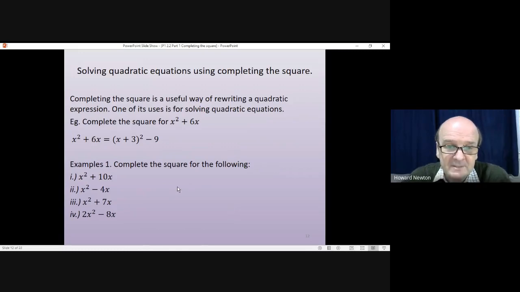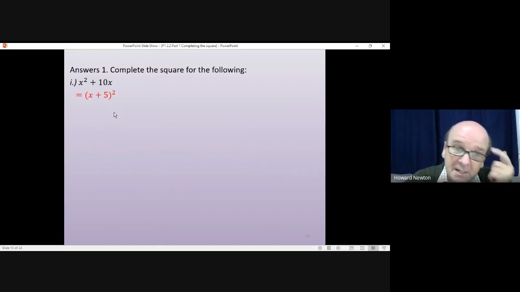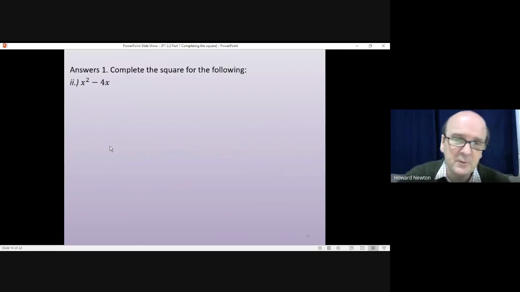Okay, let's have a look at these together. First question, x squared plus 10x. It's the 10x we're looking at. Halve the 10 to get 5, and that'll give us x plus 5 squared. That gives us the x squared we want, plus the 10x that we want, but it also gives us 5 times 5, so it'll give us 25 that we don't want. We need to take that away. That's it done.